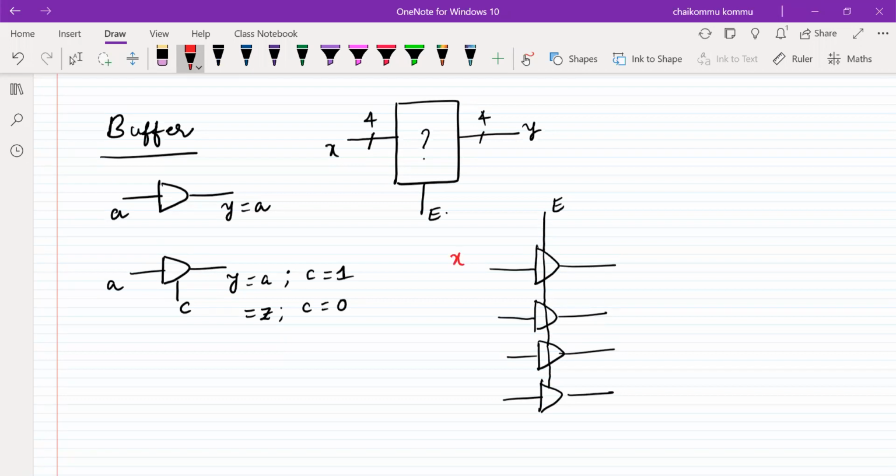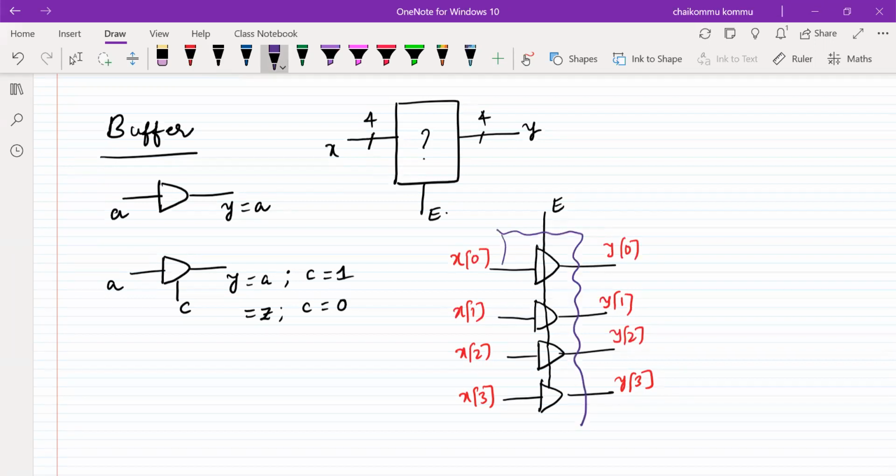Now, what are the inputs here? For example, X is X of 0, X of 1, X of 2, X of 3. Next, it will produce Y of 0, Y of 1, Y of 2, Y of 3. So this is what the block diagram is. Okay, somebody has a doubt.